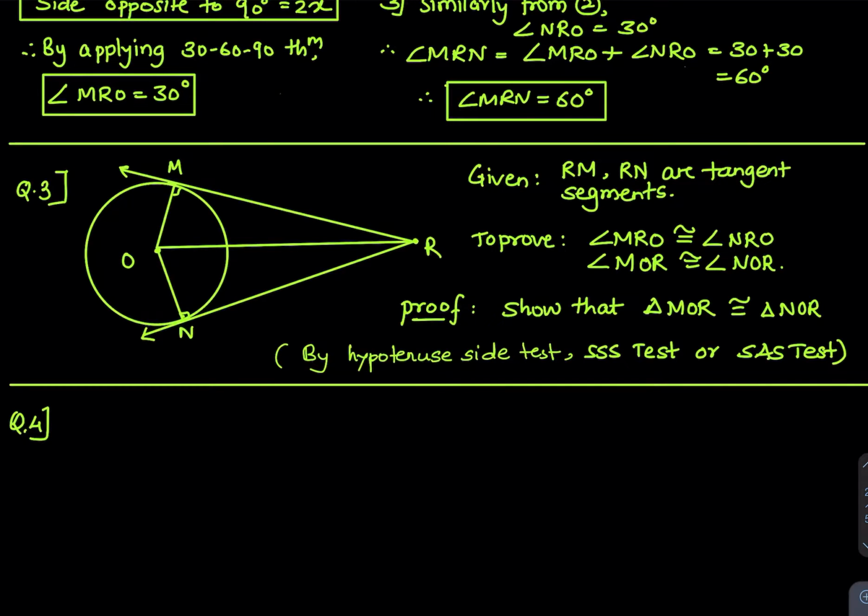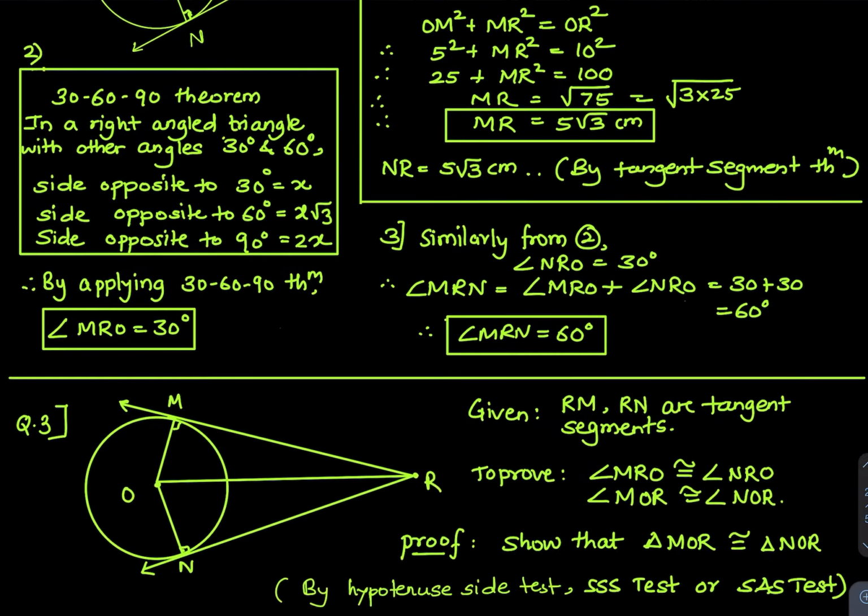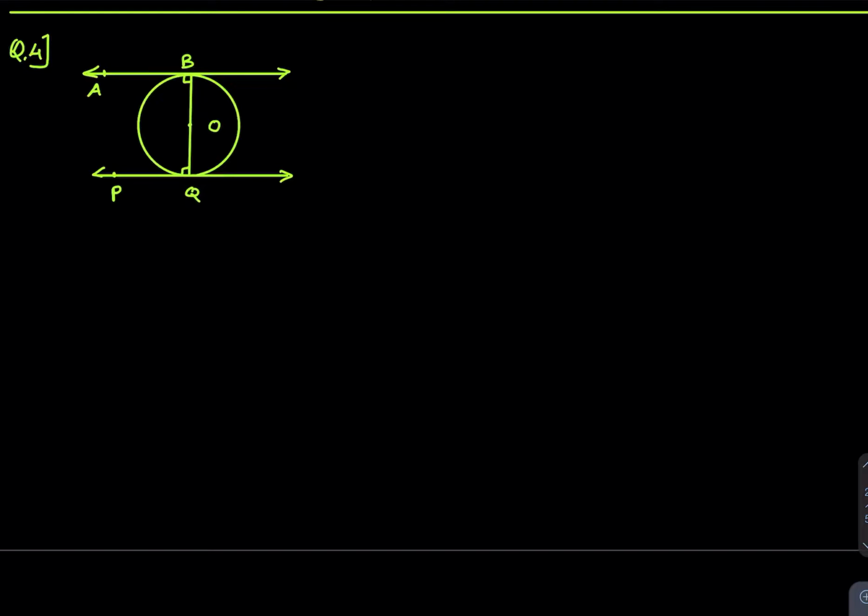Now for question number 4, what is the distance between two parallel tangents of circle having radius 4.5 centimeter? Justify your answer. So for question 4, we'll draw the diagram first. Diagram will be like this. So here AB is a tangent, PQ is a tangent, such that they both are parallel to each other. So now this is the radius OB, and here this OQ is also a radius. So by tangent theorem, this radius is perpendicular to this tangent, and this radius is perpendicular to this tangent.